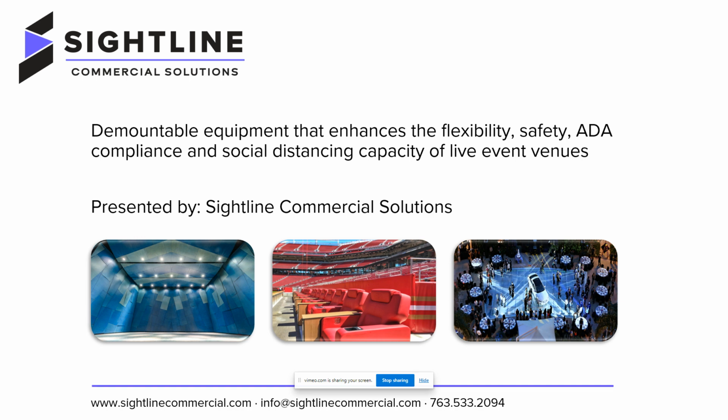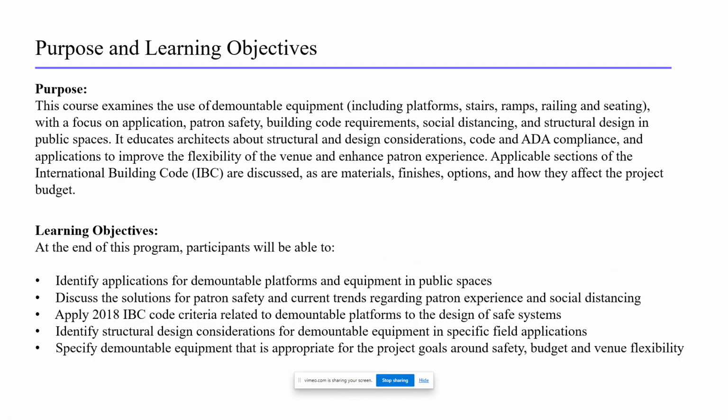With all this in mind, let's begin by defining the purpose and learning objectives of this course. So the purpose of today's presentation is to examine the use of demountable equipment, including platforms, stairs, ramps, railing, and seating, with a focus on application, patron safety, building code requirements, social distancing, and structural design in public spaces. All these items are critical to your design, and many of your choices will affect project budgets and the future use of the venue. As we progress through this material, we hope that the end result will give you a foundation to begin the design process of incorporating demountable equipment into your projects.